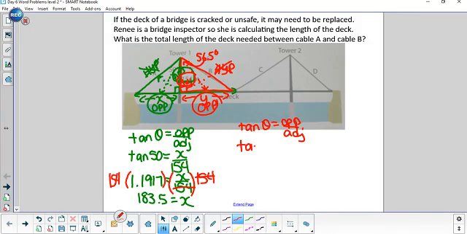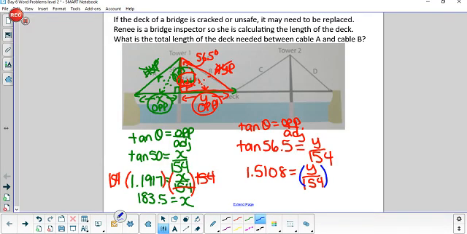So we are looking at tan of 56.5. That was the angle measure we were given. The opposite is what we're looking for. And the adjacent is 154. Find tan of 56.5, and you get 1.5108 equals y over 154. Multiply both sides by 154. They will eliminate there. And we get 232.6 equals y.